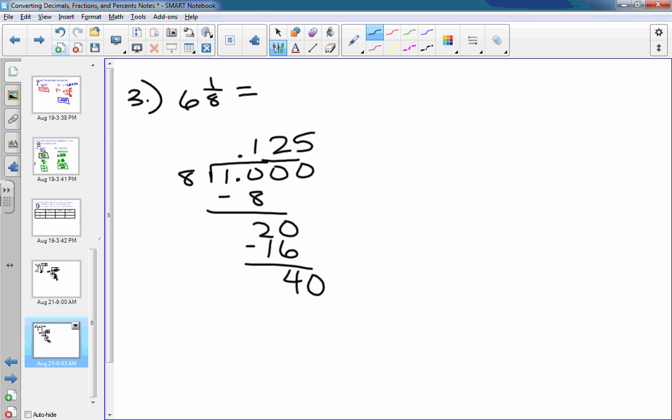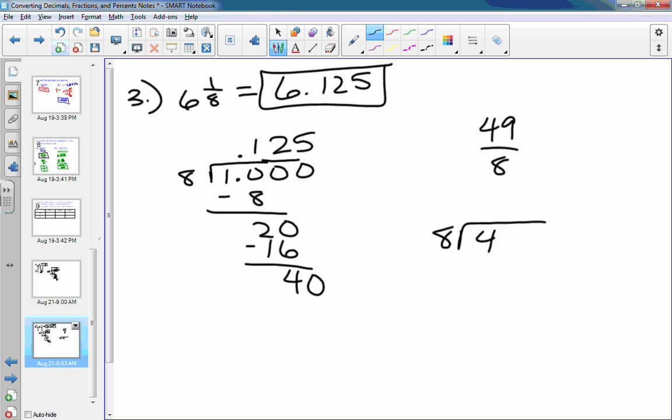No? 6.125. Now, Sam, if this is bothering you, then go ahead and do your 49/8 and do the long division that way, honey. Okay? If that's how you want to do it. Because I think that is where your head's at, right? Then do it like that. That's okay. All right. Next set of instructions.